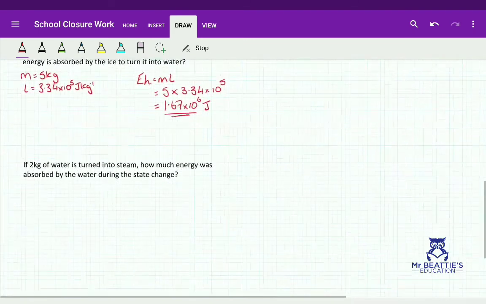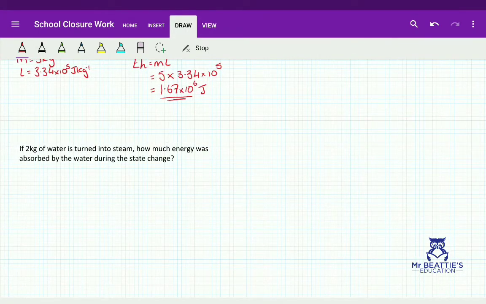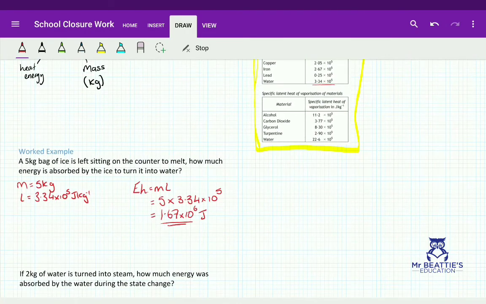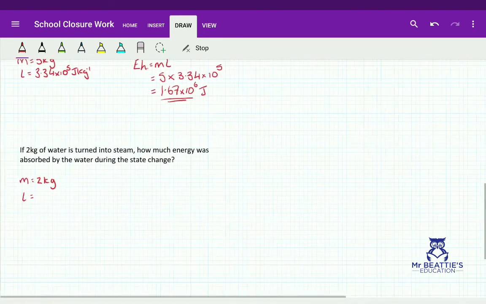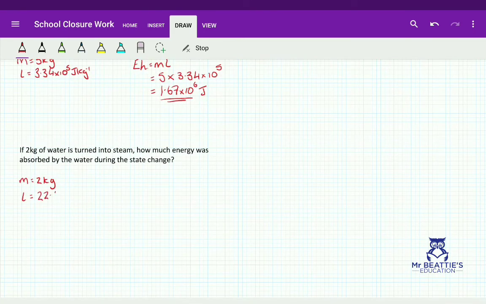Our next question, we're going to be dealing with water changing to steam. Okay, so again, step one, write down what you know. We know that the mass is 2 kilograms. And we know the value for L. We just have to go and get it. So it's up here. This time we're looking at vaporization because we are moving from water to steam. And that's the bottom one there, 22.6 times 10 to the 5. So I'm going to bring that over here and put it in there.